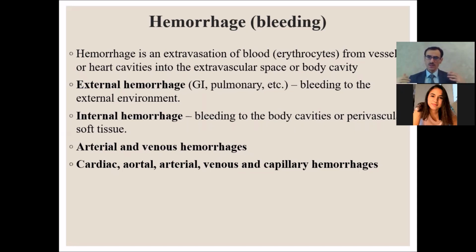If it starts from the arterial blood vessels, we call it the arterial hemorrhage. If it is venous blood, venous hemorrhage. By the starting vessels: if it starts from the heart, we call it cardiac; from the aorta, aortal; from other arteries, arterial; and then venous and capillary hemorrhage.